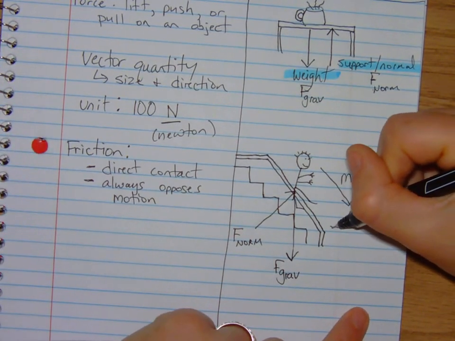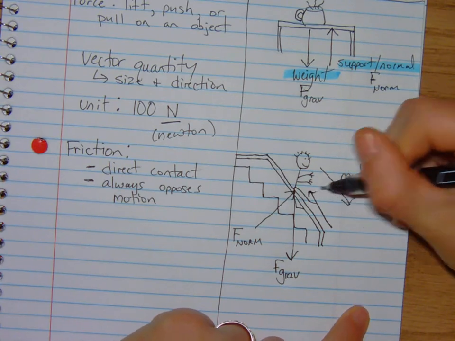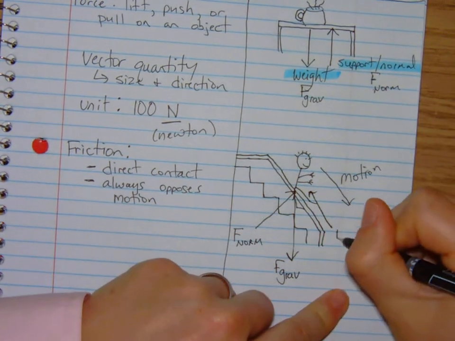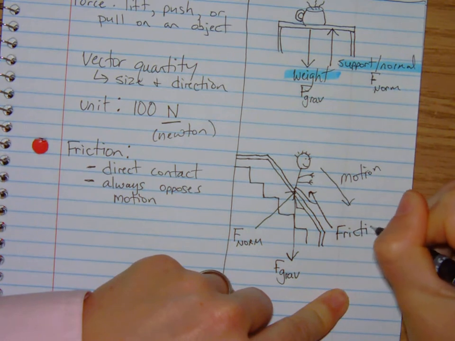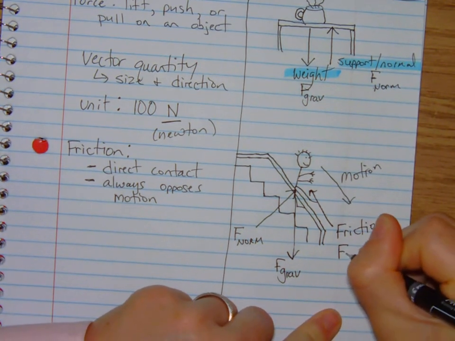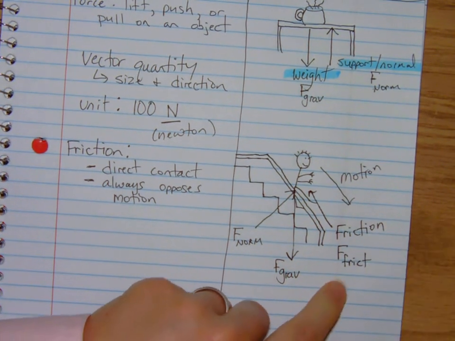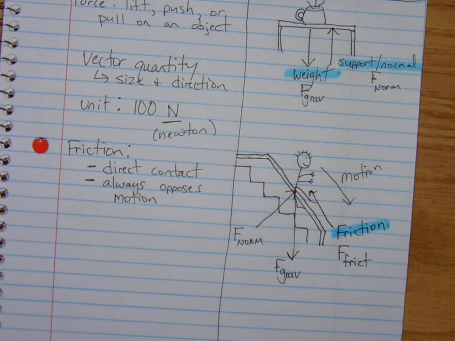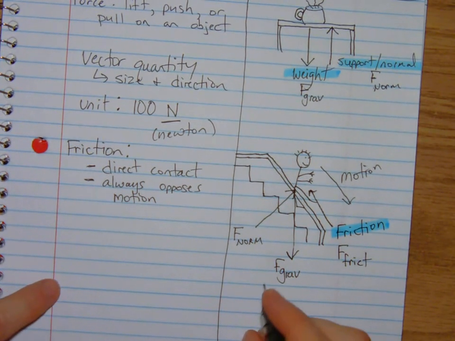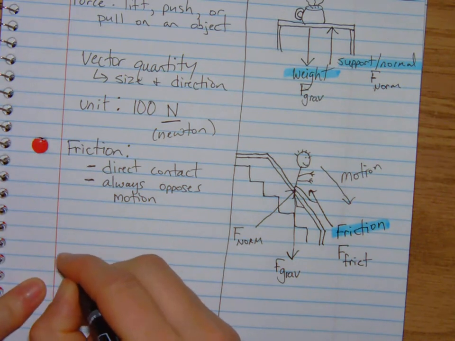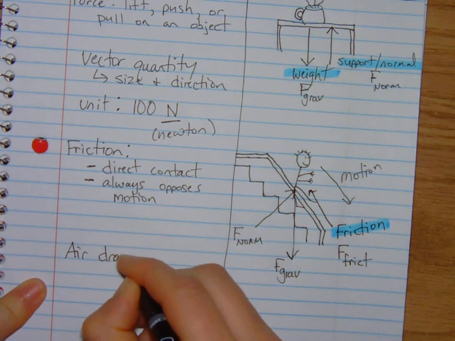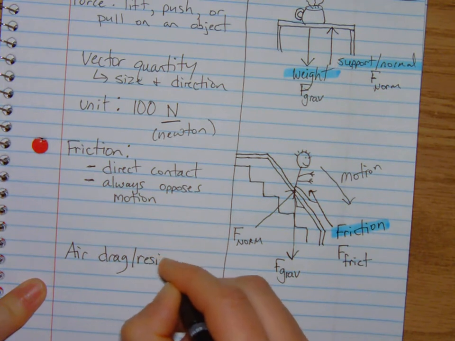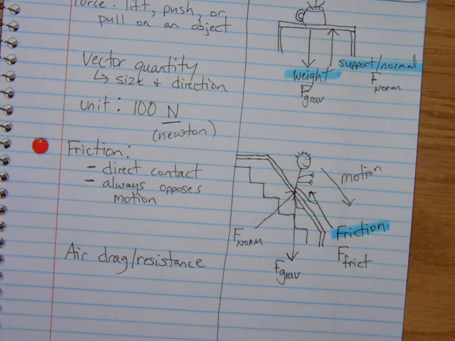And friction is trying to slow them down. So it will work at the angle against them. So friction is our new force here. And we would write that F-R-I-C-T. So the subscript is frict. So friction is our third force. Now another type of friction that we deal with is air drag. And it can be called air drag or resistance. Doesn't matter. Same idea. We all know about this idea of air drag.